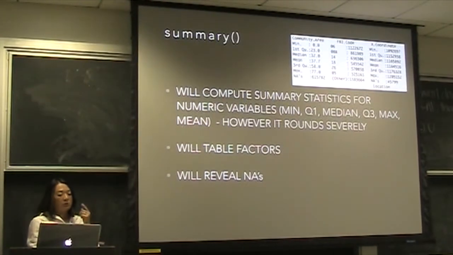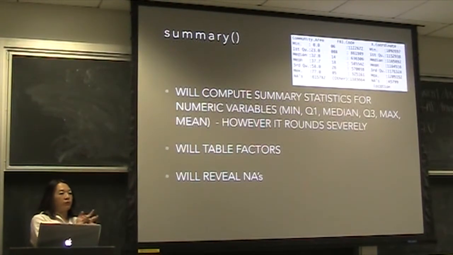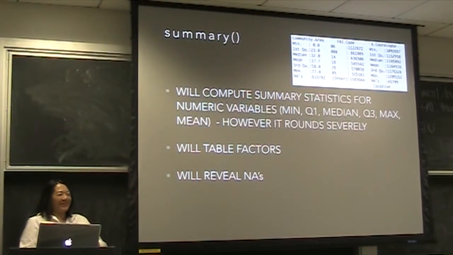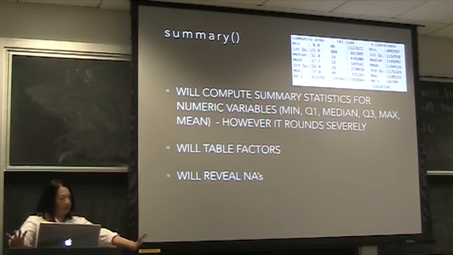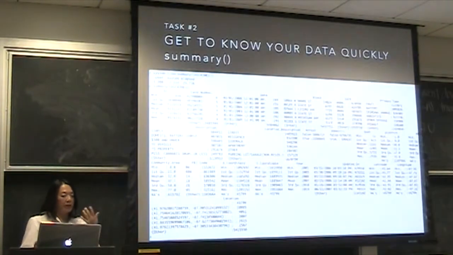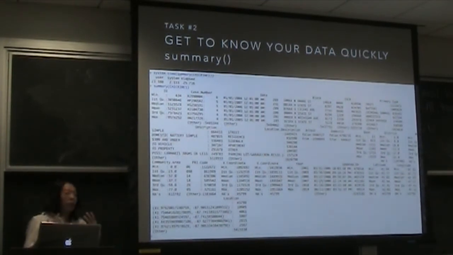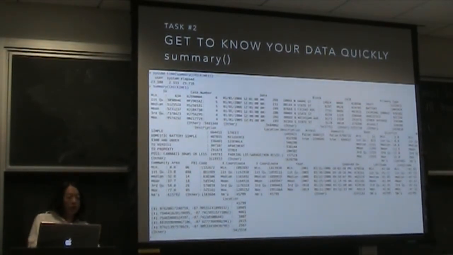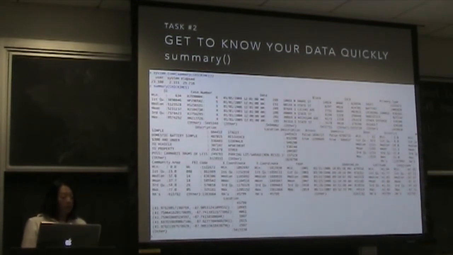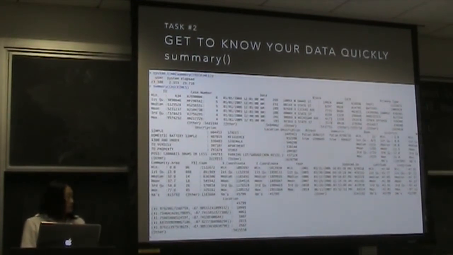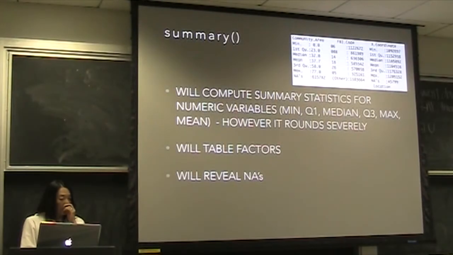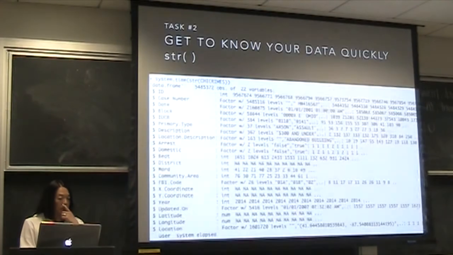So summary, complete summary statistics. However, it rounds severely, so don't use these numbers for anything else. Use it for like a quick view. Like, in other words, if you had this screen and these are your DataFest variables, now you have some kind of what we call a codebook. It has the variable names, it has a bit of a distribution, it tells you something about the variables there, something more than just pure numbers. Okay? It will table factors and will reveal the NAs, or the number of them. And that's why I'm showing you this image.